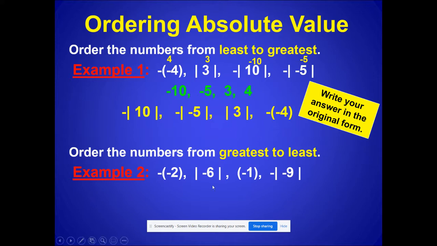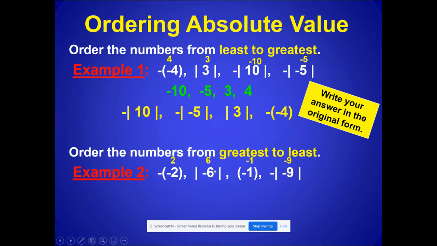So the first thing I'm going to do is find the values. So I have the opposite of -2, which is 2. The absolute value of -6 is 6. This is just in parentheses. There's nothing else with it, so that means it's -1. And then the opposite of the absolute value of -9 is going to be a -9.